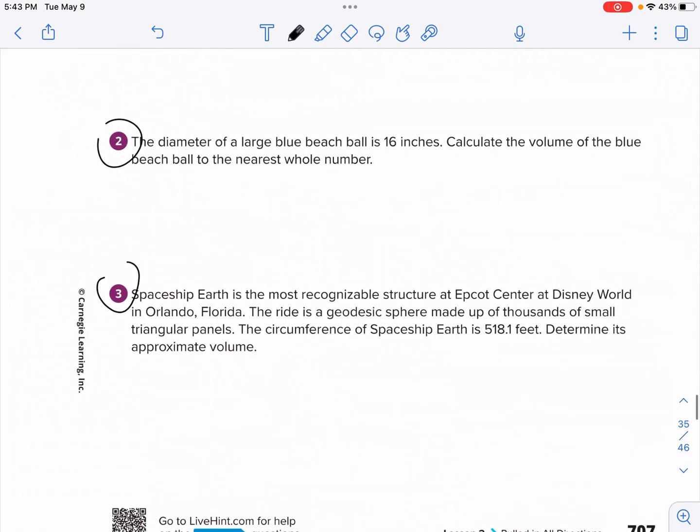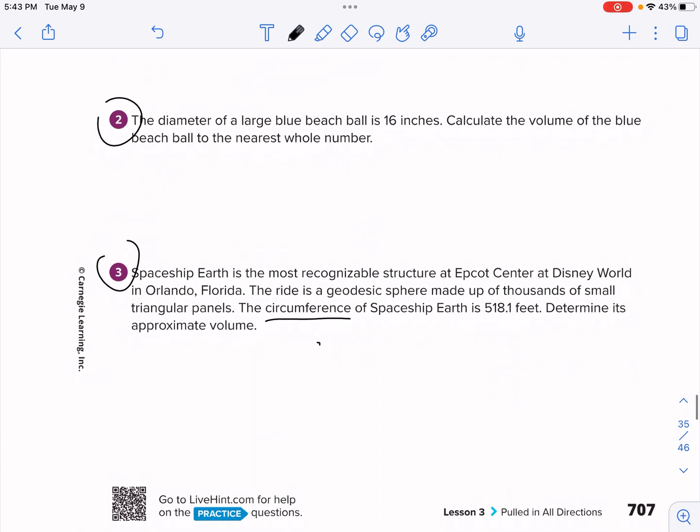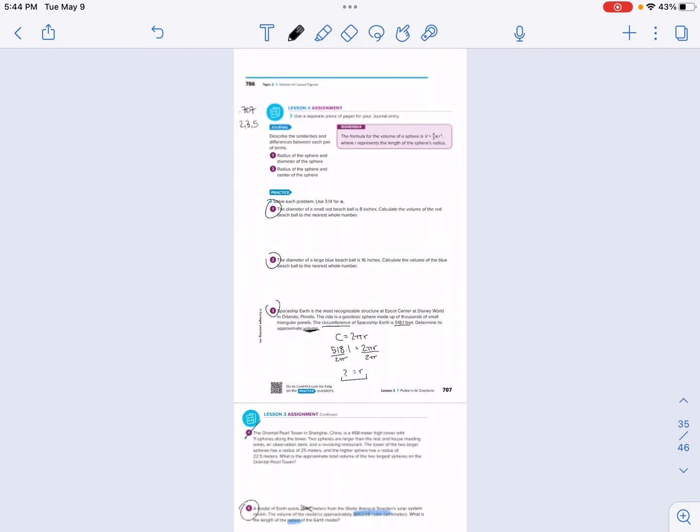It says the circumference, right? The formula for the circumference of a circle is 2 pi r. So for this problem, it says the circumference is this. Make sure that we plug that in for the circumference. And then to figure out the radius of this, divide by 2 pi on both sides. And then whatever this is equal to will give you your radius. But use that to find the volume for number 3. Anyways, so 1, 2, 3, and 5. Let me know if you have questions.